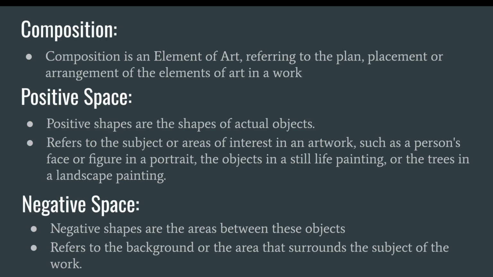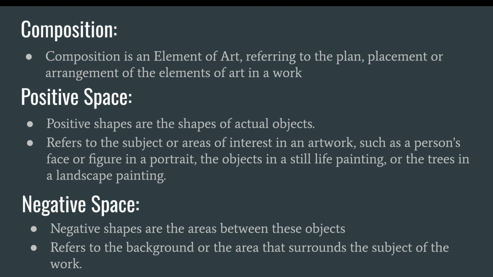In general, a composition is how something is placed within the picture plane. That could be a canvas, that could be a piece of paper. And in this case, it's going to be a square shape that we're going to make two of and put together. So what is positive space?